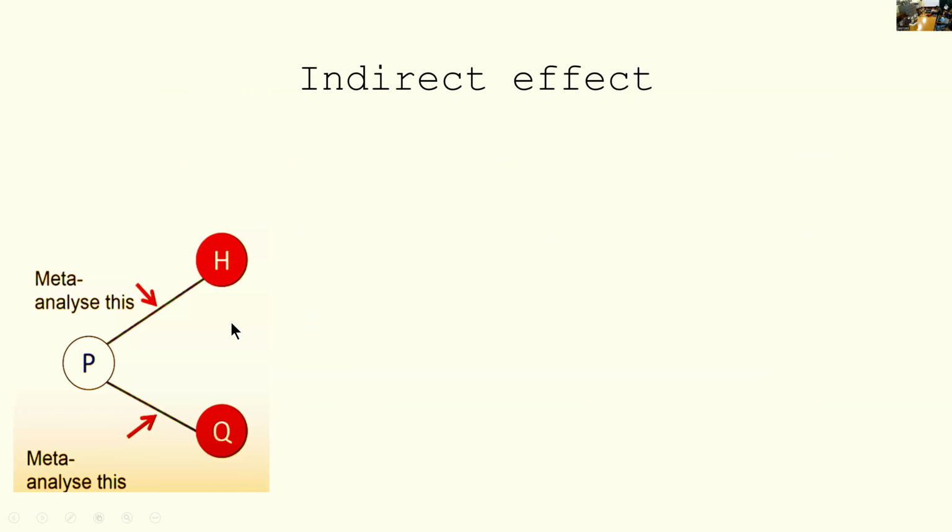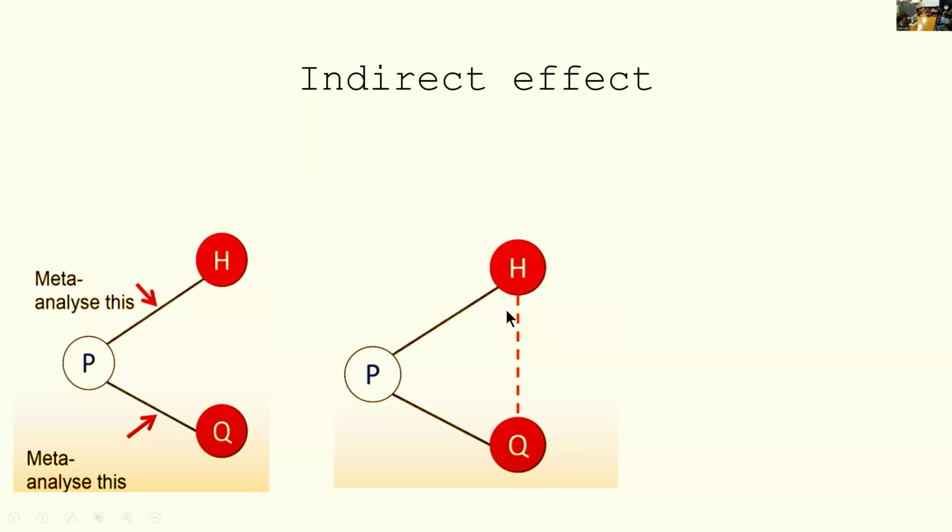So what is indirect effect? Suppose I have a study H and Q, but I don't see any direct connection between H and Q. No one has studied using H and Q. But we have a study which has compared H and P, and we have a study which has compared P and Q. So you meta-analyze this study, you meta-analyze this study, and then you come up with one indirect estimate for the probable comparison between H and Q.